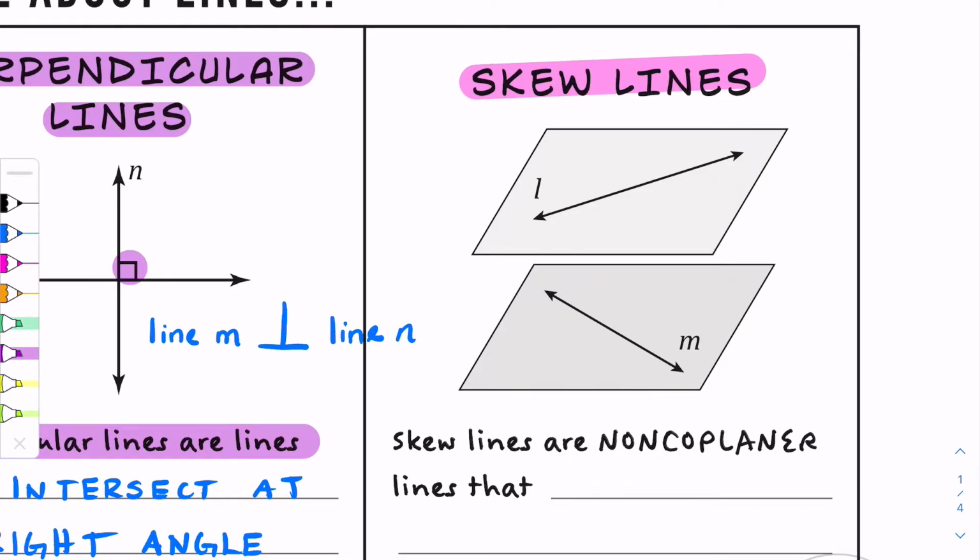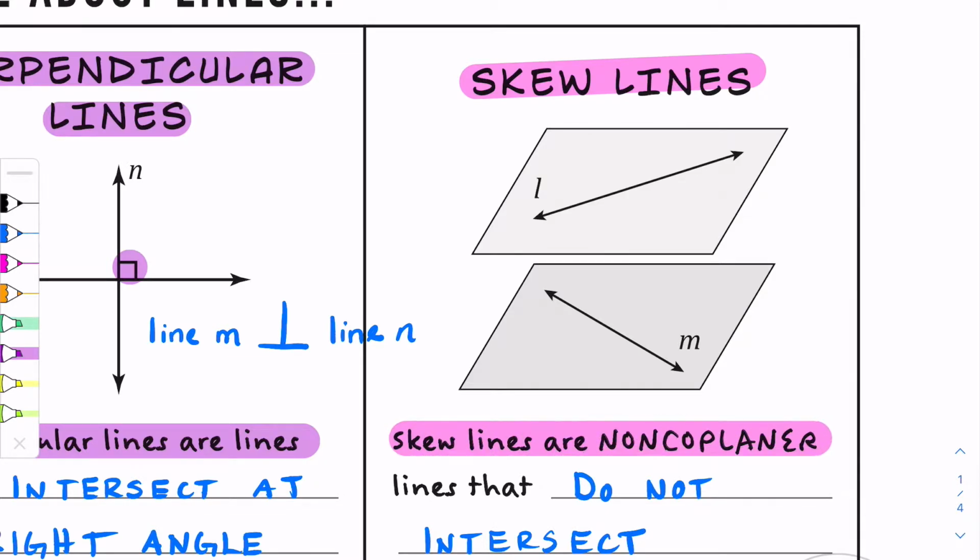And skew lines. So skew lines are non-coplanar lines that do not intersect. If you are thinking about skew lines in the real world, think about a line on the floor of the room that you're in and a line on the ceiling of the room that you're in.